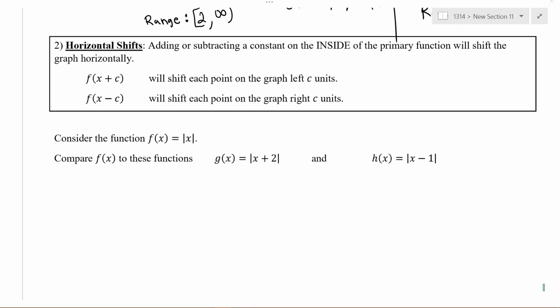Now, if the graph can move up and down vertically, we think about how it could also move left and right horizontally. So we're going to look at something called horizontal shifts.